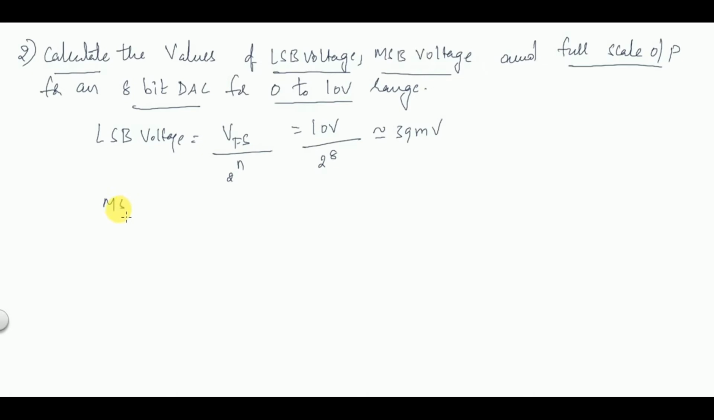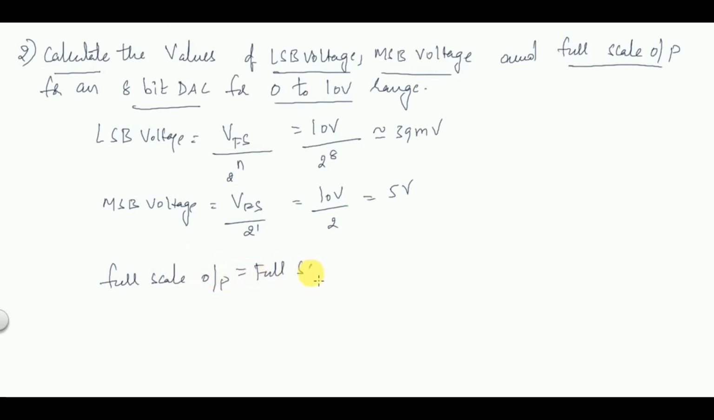Similarly, MSB voltage is equal to full scale voltage divided by 2. So 10 volts divided by 2 power 1, of course, 2, which is equal to 5 volts. Similarly, full scale output voltage is equal to full scale voltage minus LSB voltage.